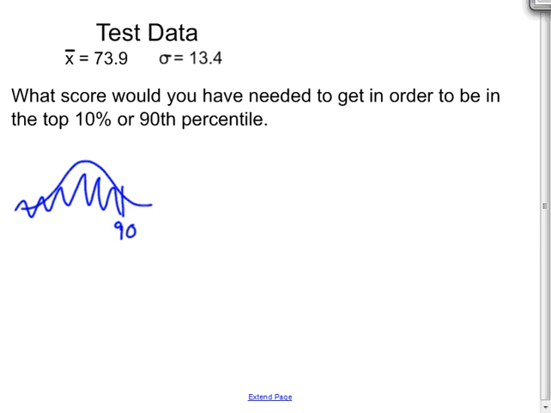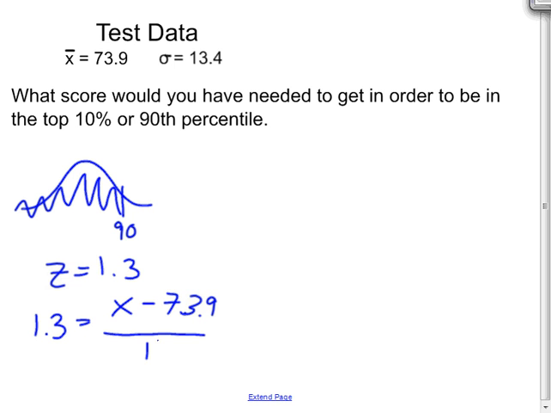So I look at my table. I find 90%. We did this. It gave me my z-score as 1.3. Therefore, I set up my equation. 1.3 equals x minus my mean divided by my standard deviation. And that tells me the physical score I need, that's x, is 91.32. We had to use a table to find my z-score.